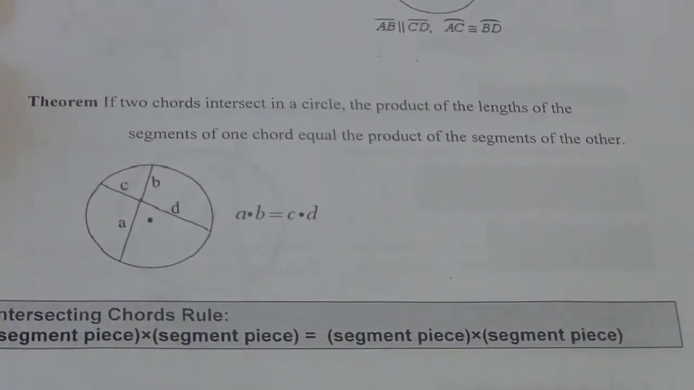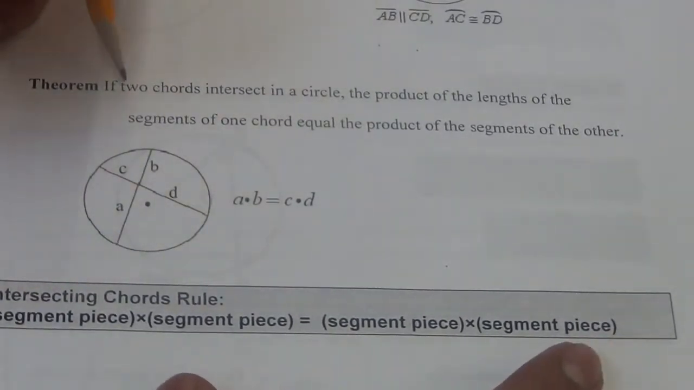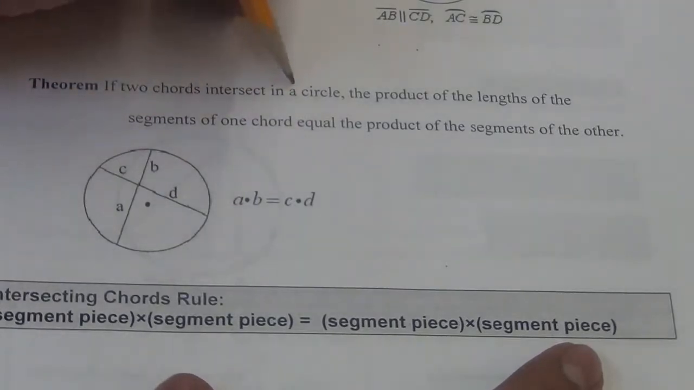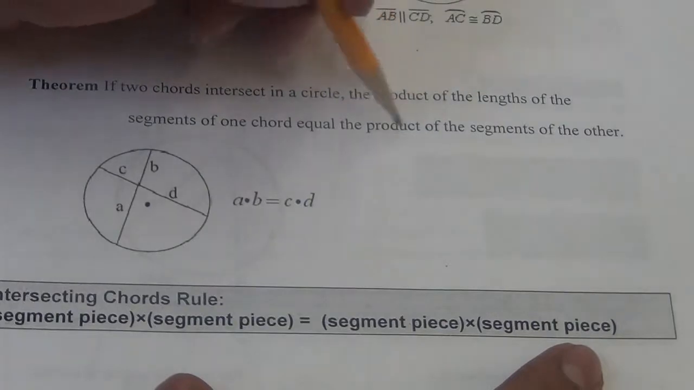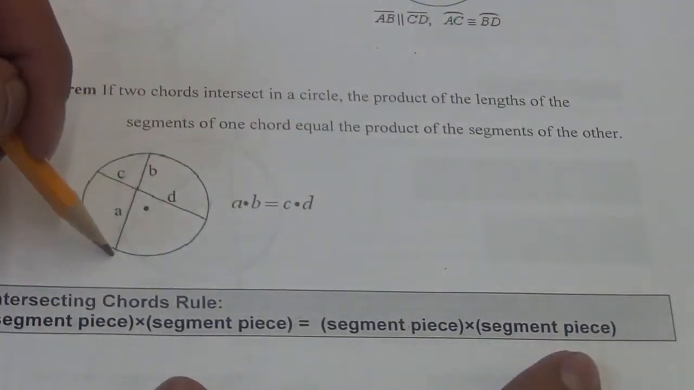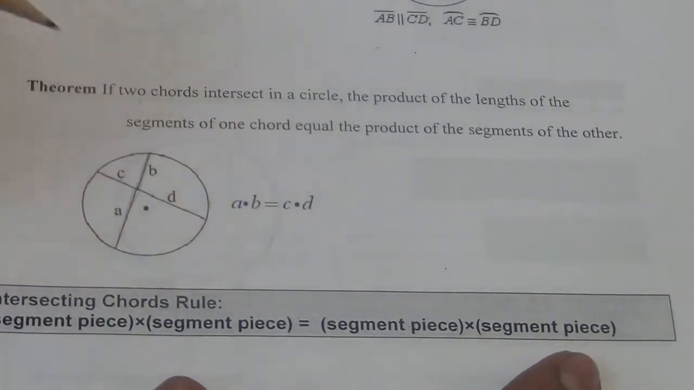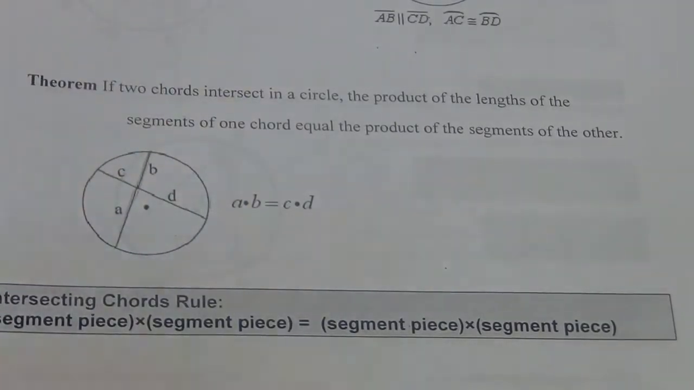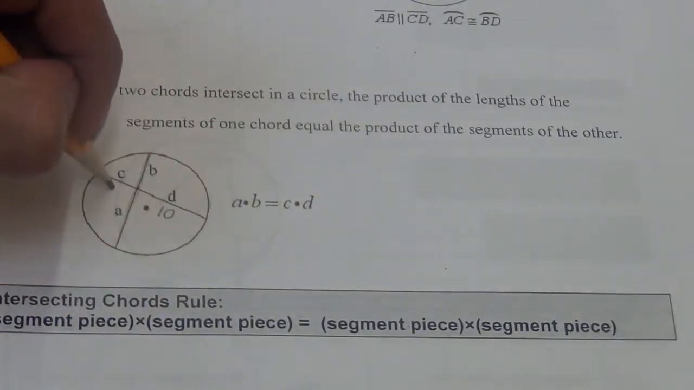Very important, this is one of the most important theorems. If two chords intersect in a circle, the product of the lengths of the segments of one chord equals the product of the segments of the other chord. This is one chord, A, B. B times A should equal C times D. What do I mean by that? Easy. Let's say this is 10 and this is 4.